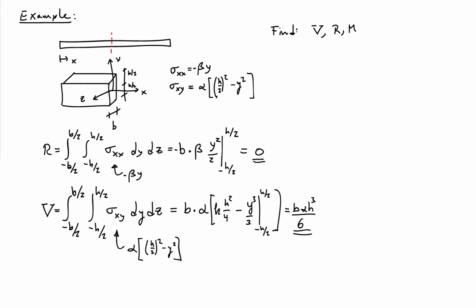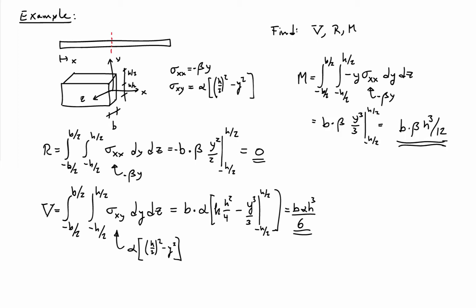The moment expression is the integral over the cross-section of minus y sigma xx integrated with respect to y and z, and again I just plug in the expression for sigma xx, which is minus beta y, and perform the integral, and I get b beta h cubed over 12. So that gives me the expressions for the three resultants. There's the axial force, the shear, and the bending moment. So 0, b alpha h cubed over 6, and b beta h cubed over 12.